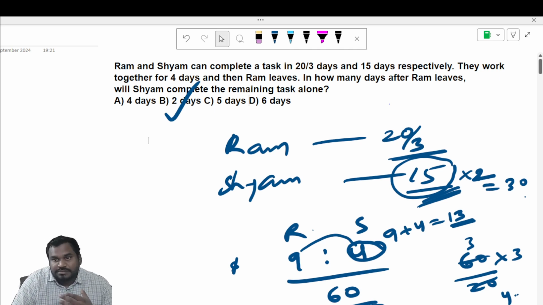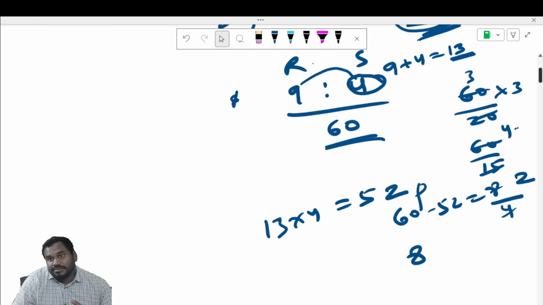First you take Ram and Sham and their number of days to complete the work. Then using these two numbers, find the LCM of these two numbers by multiplying with 1, 2, 3, 4. When you multiply with 4, you get 60. The 60 is divisible by 20 and 15, so it is the LCM of both the numbers. Then take that 60 and find Ram's efficiency by 60 by 20, which is 3, and Sham's efficiency by 60 by 15. Then you will get 9 and 4 as their efficiencies.